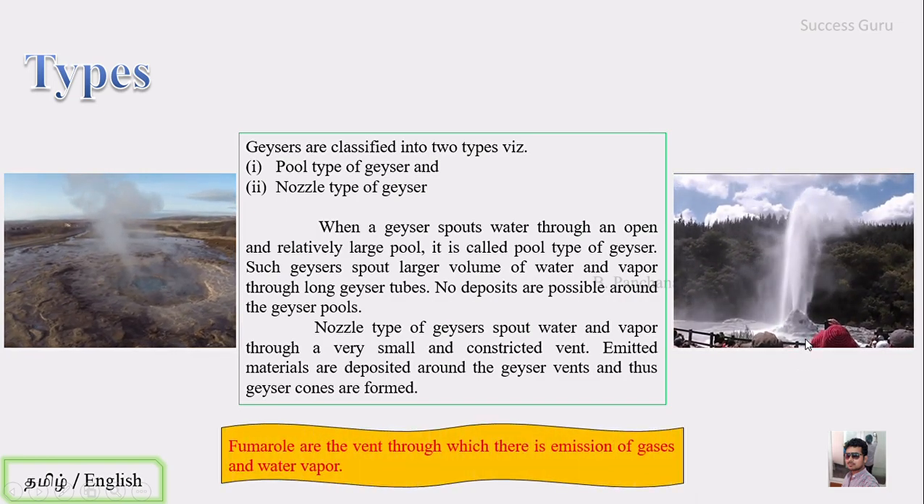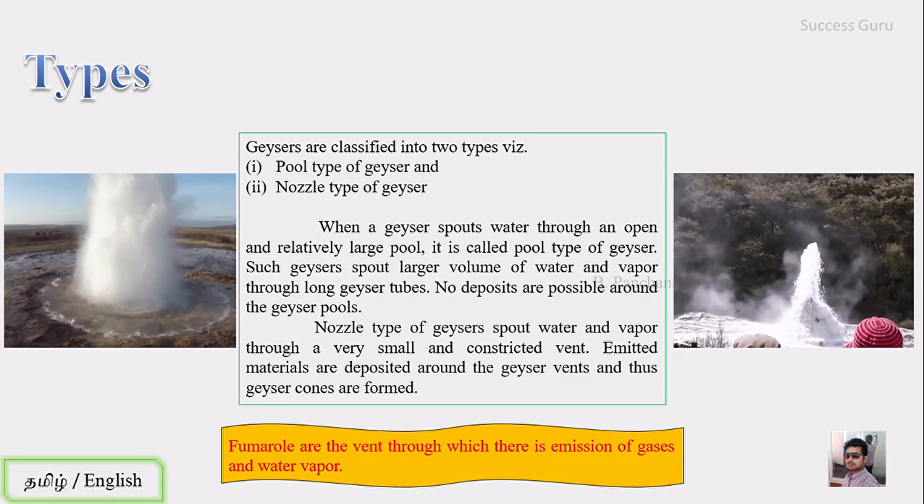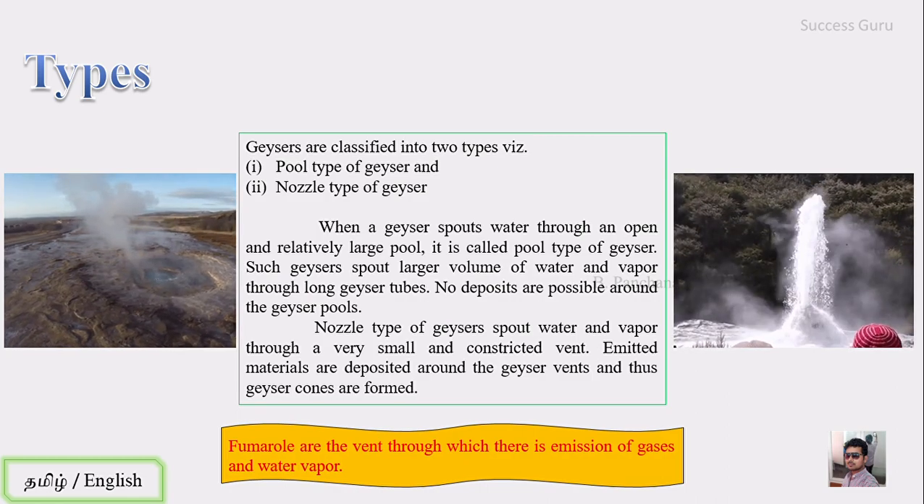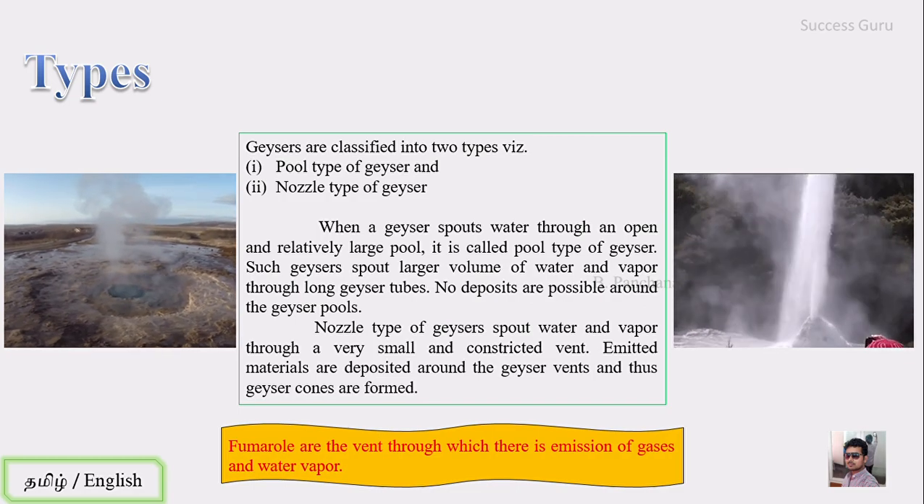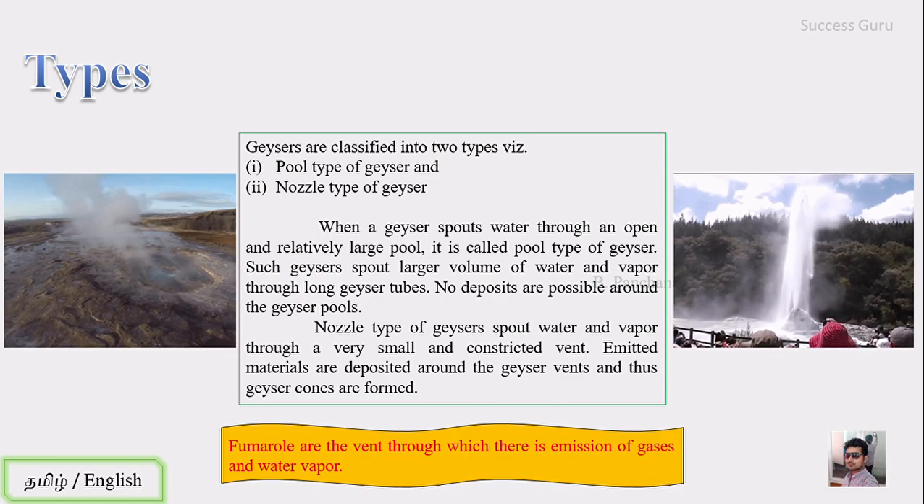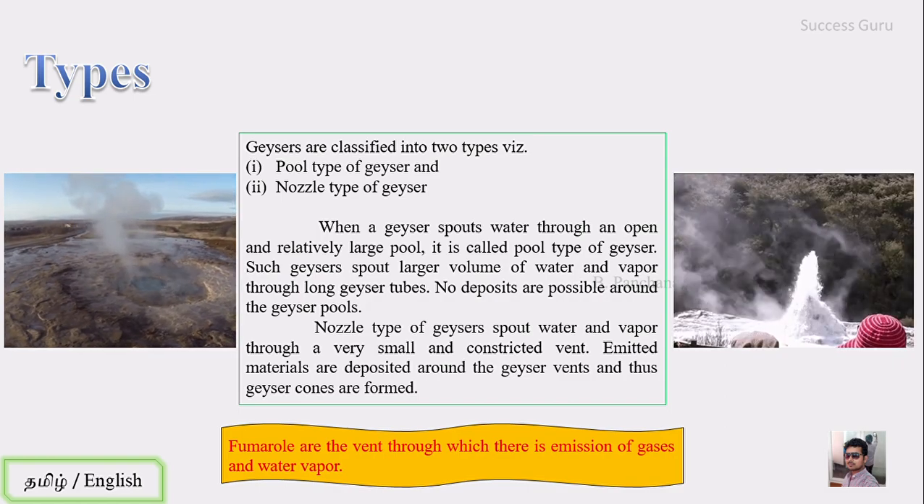And I just want to introduce you to one more term, that is the fumaroles. Fumaroles are the vents through which there is an emission of gas and water vapor. So here in the fumaroles you will be seeing only water vapor as well as gases, and the water will not be coming out, right? Such a kind of emission of gases only is called a fumarole.